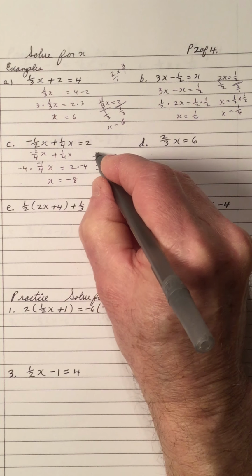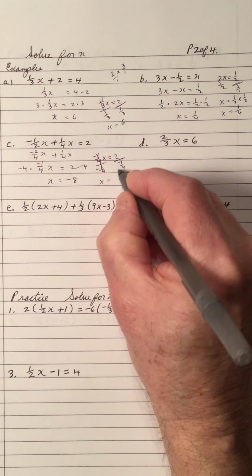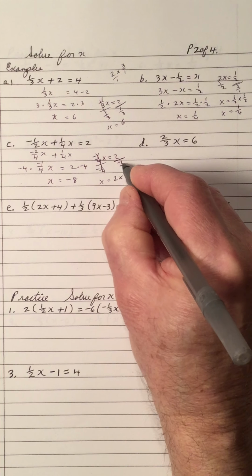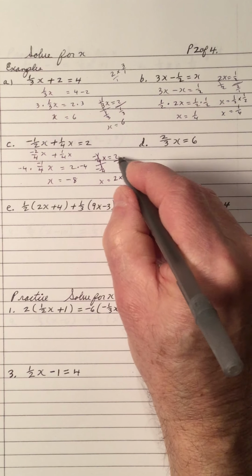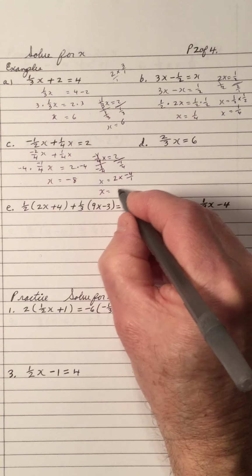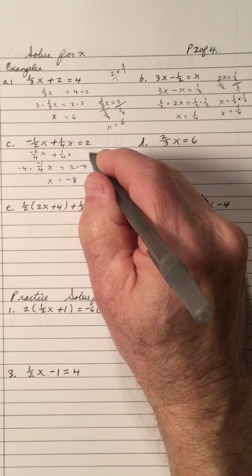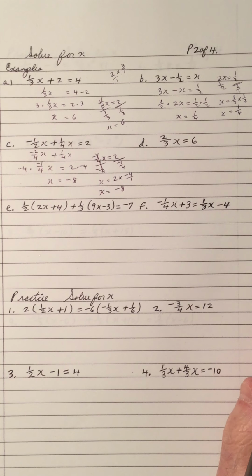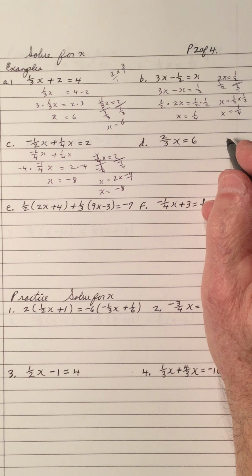So that cancels. Now I've got 2 divided by -1/4. So that's 2 times -4 over 1, because when I divide, I have to multiply by the reciprocal. And so 2 times -4 is -8. So your choice. You have 2 ways to do it. You have to know what you're doing.